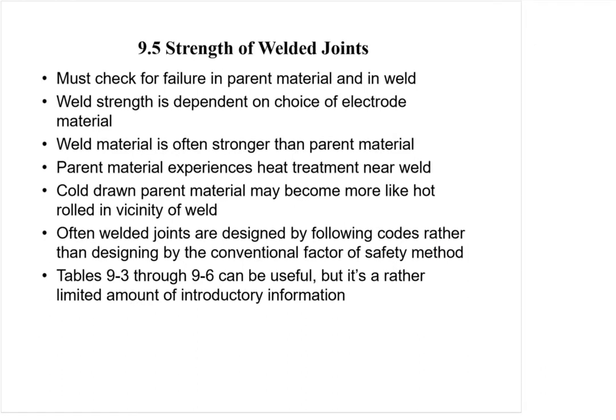Strength of the welded joints. Here are some things to keep in mind: you have to check for failure in the parent material and in the weld. And often the weld material is stronger than the parent material. Furthermore, the parent material could experience heat treatment near the weld. Actually, it will. There's a lot of burning going on, high heat. So if you start with a cold drawn parent material in the vicinity of the weld, it may become more like hot rolled in the vicinity of the weld here.